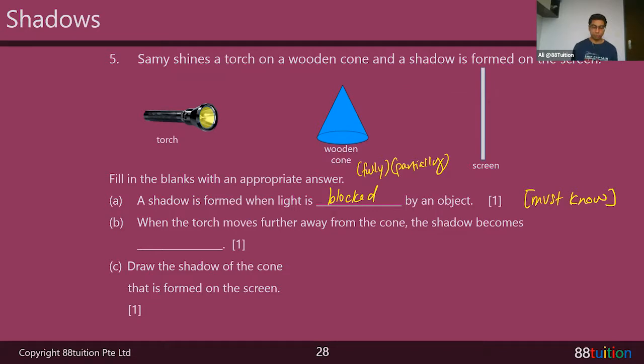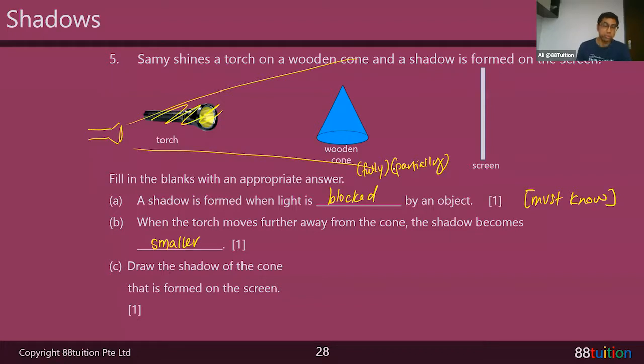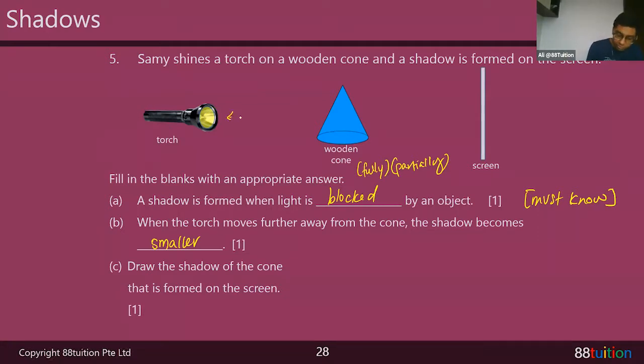When the torch moves further away from the cone, the shadow becomes smaller or bigger? That means the torch moves further away. The torch is now here. So what will happen? The more light can pass through around the object, the more light can pass through means the shadow becomes smaller. Okay, again, this is experimental. You need to try, and also you need to know this distance. Remember we talked about this distance, x and y.